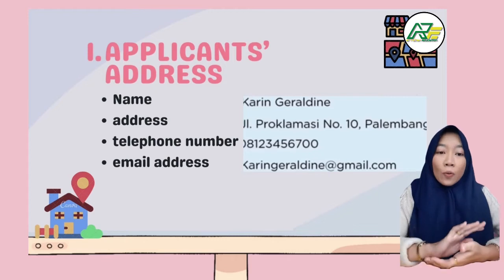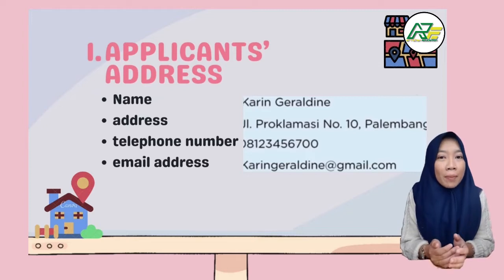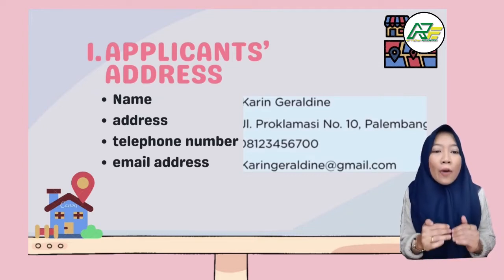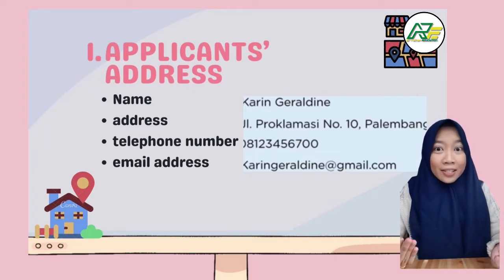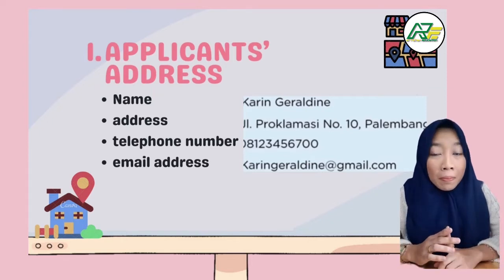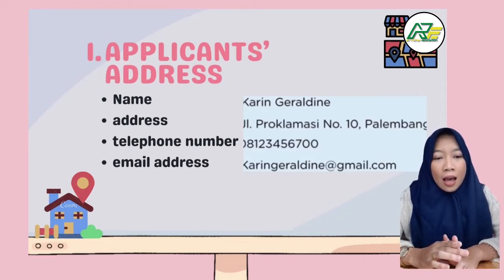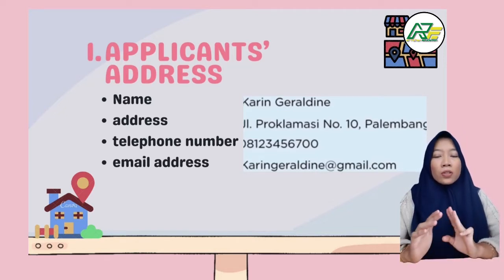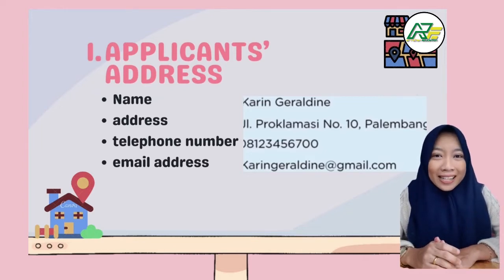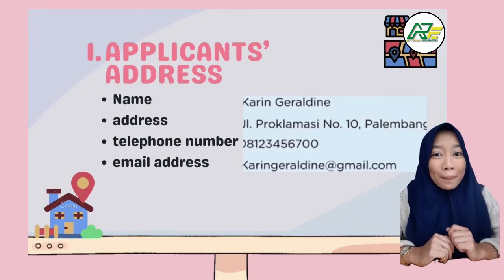And then the third one, we have to write our phone number. And don't forget, we can also write our email address. So what do we have to write in applicant's address, guys? The first one is our name, the writer's name, the sender's name. The second one is the sender's address, and also the sender's telephone number, and then also the sender's email address. That's the first thing that we have to write in job application letter.